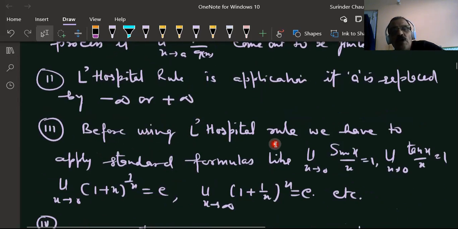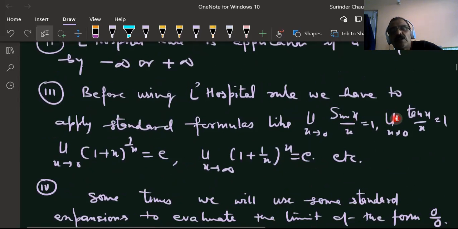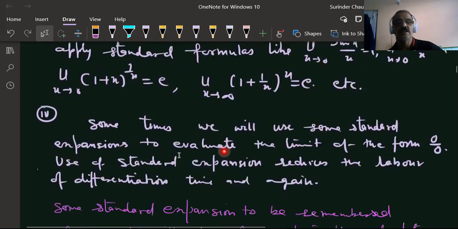Before using L'Hospital rule, we have to apply standard formulas such as limit x to 0 of sin x upon x and limit x to 0 of tan x upon x, both are equal to 1, and limit x to 0 of (1 plus x) to the power 1 upon x is equal to e, limit x to infinity of (1 plus 1 upon x) to the power x is equal to e, etc.